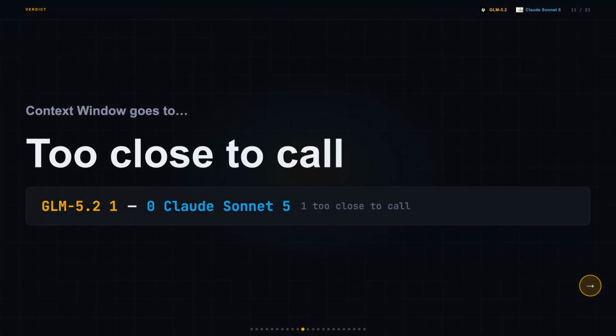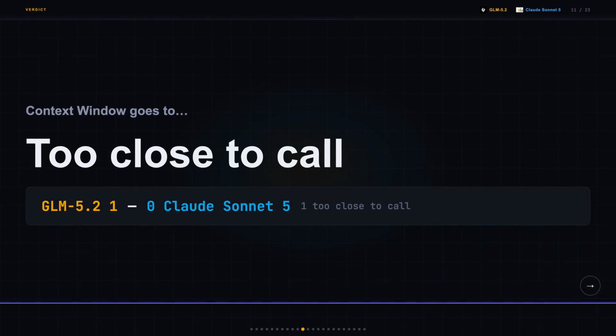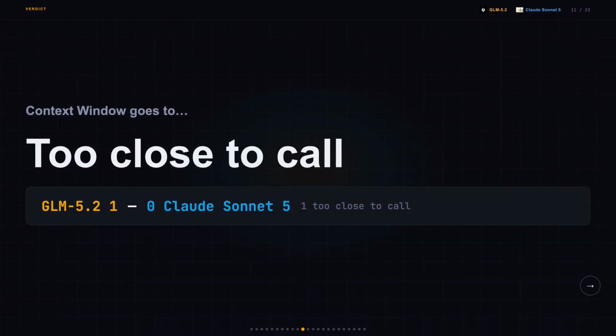I was honestly expecting one of them to have a bigger context window, but they're identical on every published spec. 1 million tokens each and 128K output each, so the score stays at GLM 5.2 1, Claude Sonnet 5 0, with one tied and neither model gets the point.